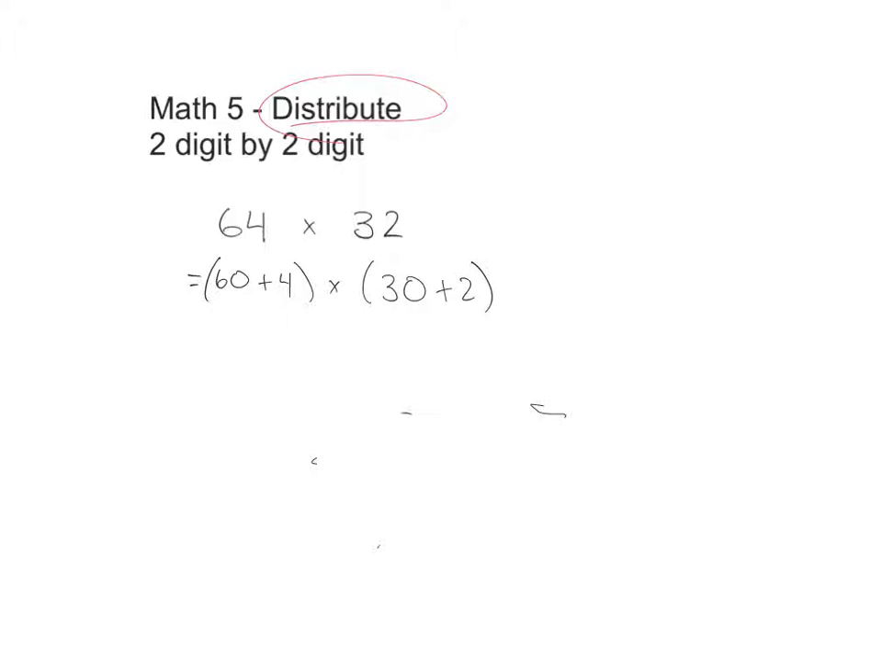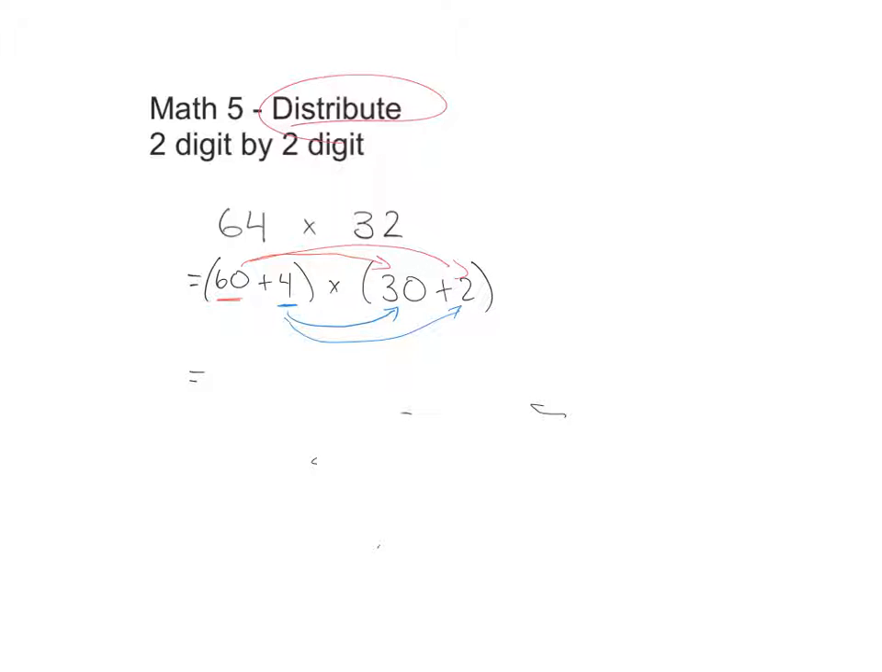Now here's the neat thing. Watch this. See this first number, the 60? It needs to multiply to each of the other numbers. So 60 needs to multiply to the 30, and 60 needs to multiply to the 2. Also, the other number in the first bracket, the 4, needs to multiply to both of the other numbers. So it has to multiply to 30 and to the 2.